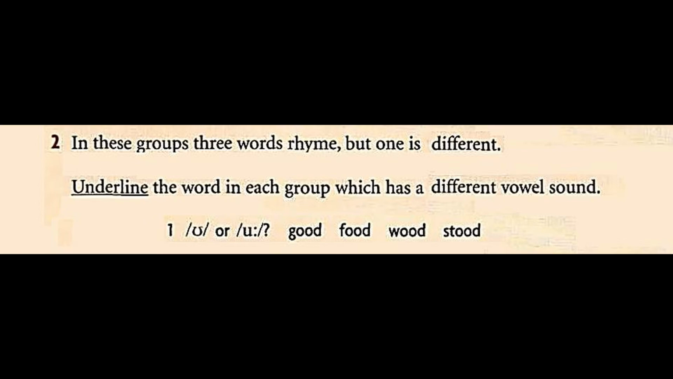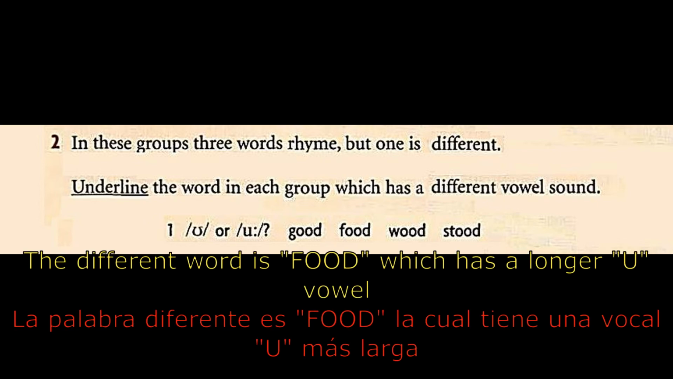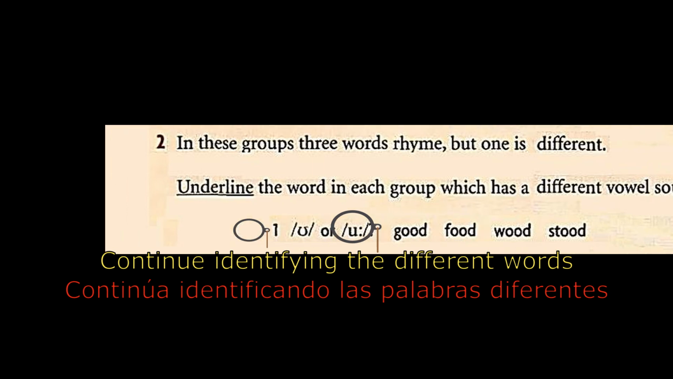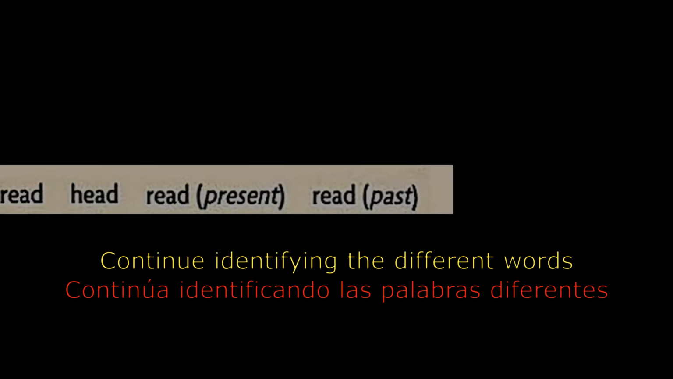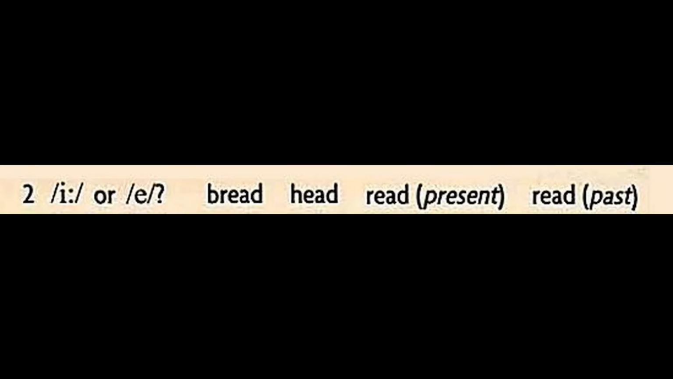Good. Food. Wood. Stood. The different word is food, which has a longer U vowel. Continue identifying the different words. 2. Bread. Head. Read. Red.